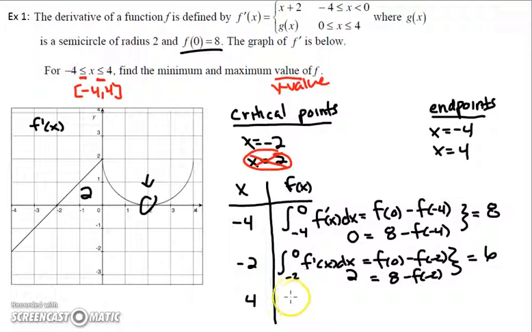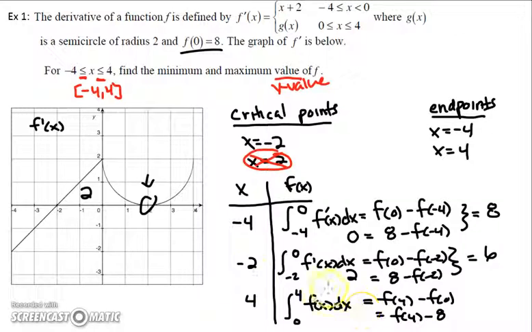So we know f of -2 is going to be equal to 6. And last but not least, we're going to integrate. This time we're going to start at 0 and go to 4 because, again, we need our 0, and we want to go from the smallest value to the biggest value. So the integral of f prime of x dx is going to equal f of 4 minus f of 0. We know that f of 0 is 8, so f of 4 minus 8 equals something.